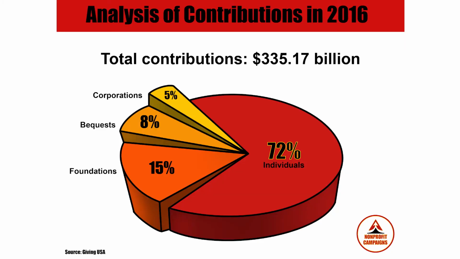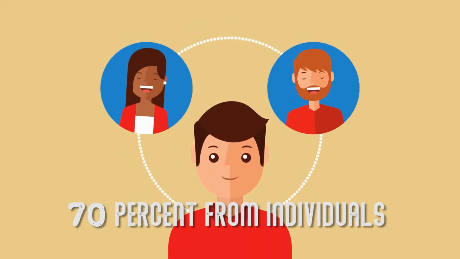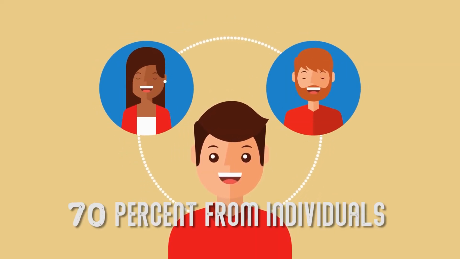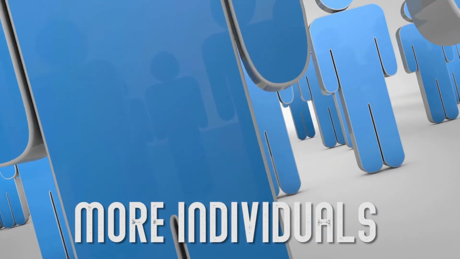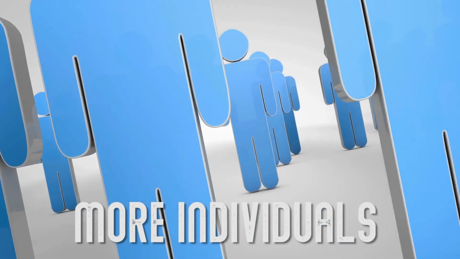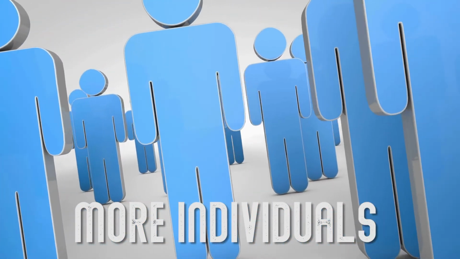If you take a look at the pie chart as to where charitable dollars come from in the United States and compare it with what your organization is doing right now, the vast majority, over 70% of your contributed dollars should be coming from individuals. That means the majority of your efforts need to go into inviting more individuals to give to your organization, and that's exactly what this training program will help you achieve.